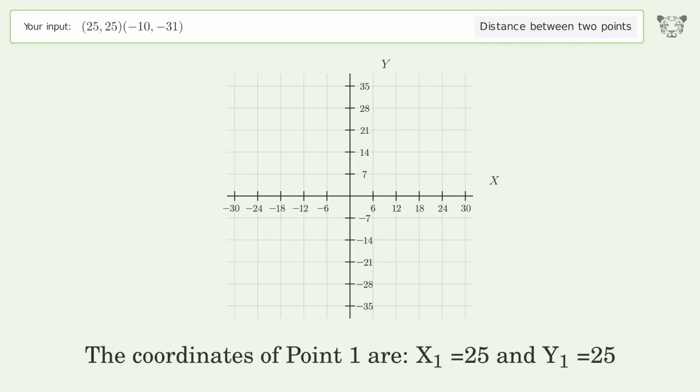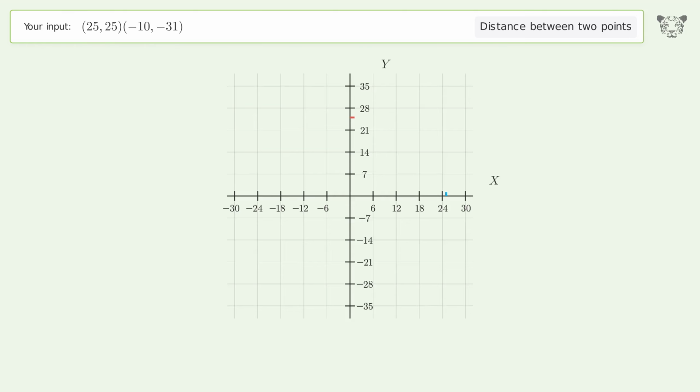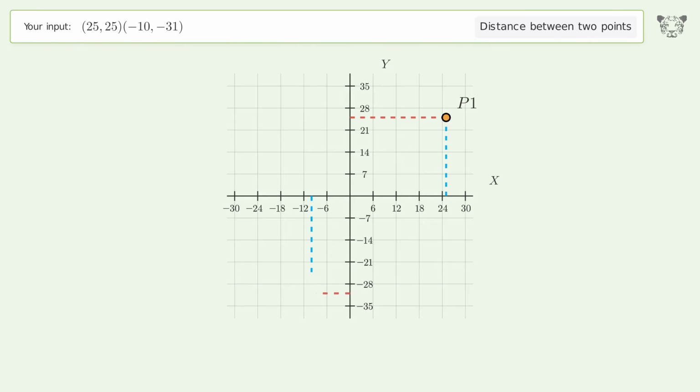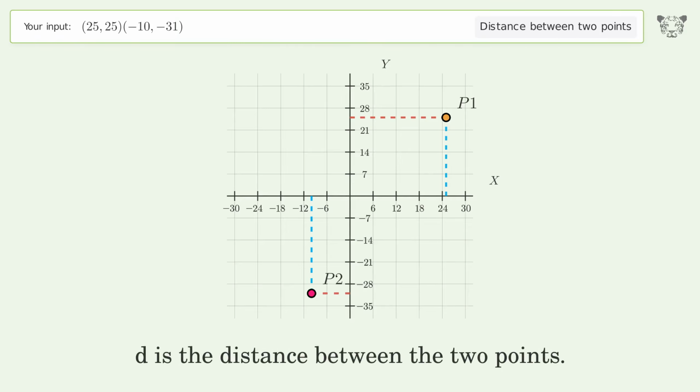The coordinates of point 1 are x1 equals 25 and y1 equals 25. The coordinates of point 2 are x2 equals -10 and y2 equals -31. D is the distance between the 2 points.